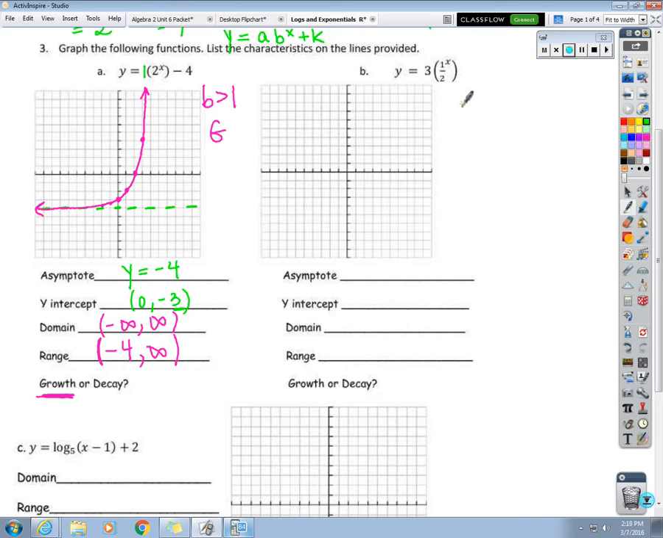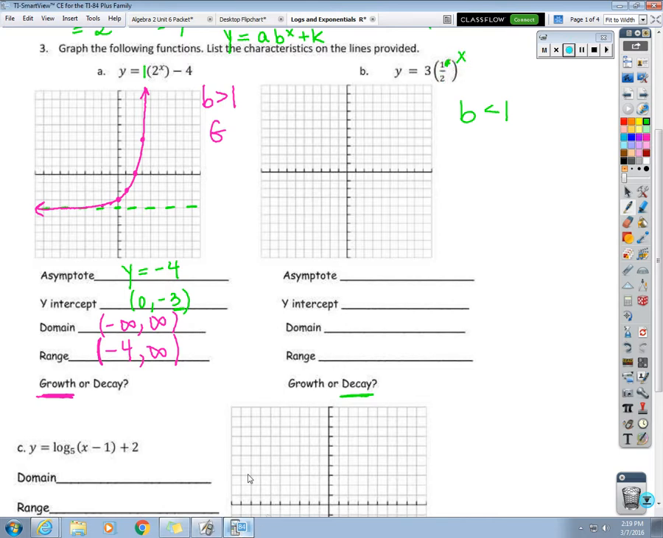Alright, let's look at B. Is this going to be a growth or decay? Decay. The reason I know that is because the B value is less than 1. Your B value is 1/2. Now, when you type it in, you need to fix something. That X actually needs to go on the outside of the parentheses. Otherwise it thinks you're raising X to, it only thinks you're raising the 1 to the X. And we're raising 1/2 to the X, so you need to put it outside the parentheses.